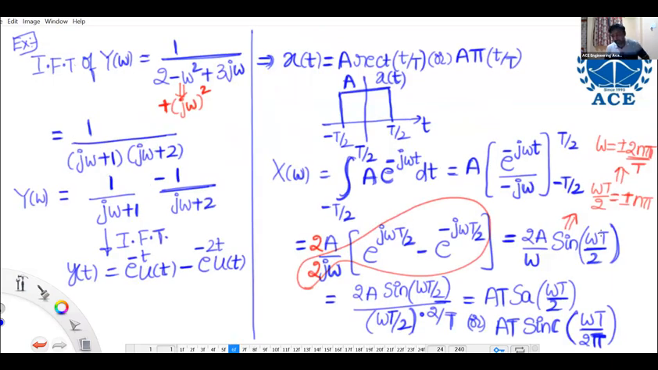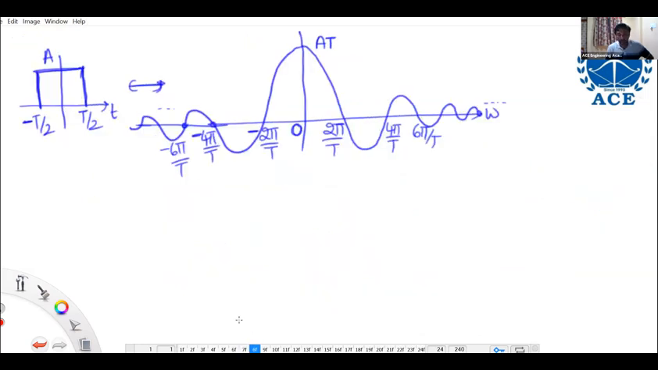In our case, sin x equals 0 means omega t by 2 equals plus or minus n pi is the general solution. It means omega becomes plus or minus 2n pi by t. See the cursor, everyone. If I substitute omega as 2 pi by t, sin pi by something, gone. If I substitute omega as 4 pi by t, sin 2 pi by something, gone. For all integer multiples of 2 pi by t, the spectrum becomes 0, maintaining maximum amplitude at origin.